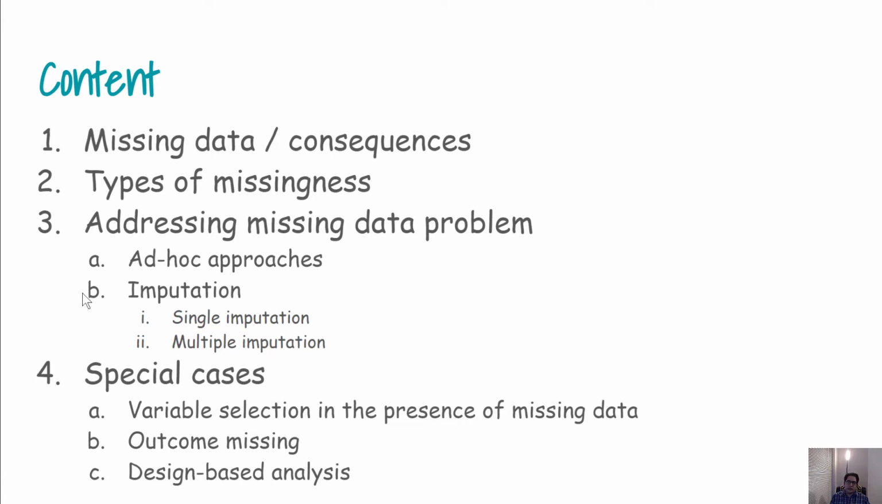And later, after we are done with our explanation of how to address missing data problem, we will tackle some of the special cases of variable selection, what to do when the outcome is missing, and how this type of analysis can be done using the complex survey data.